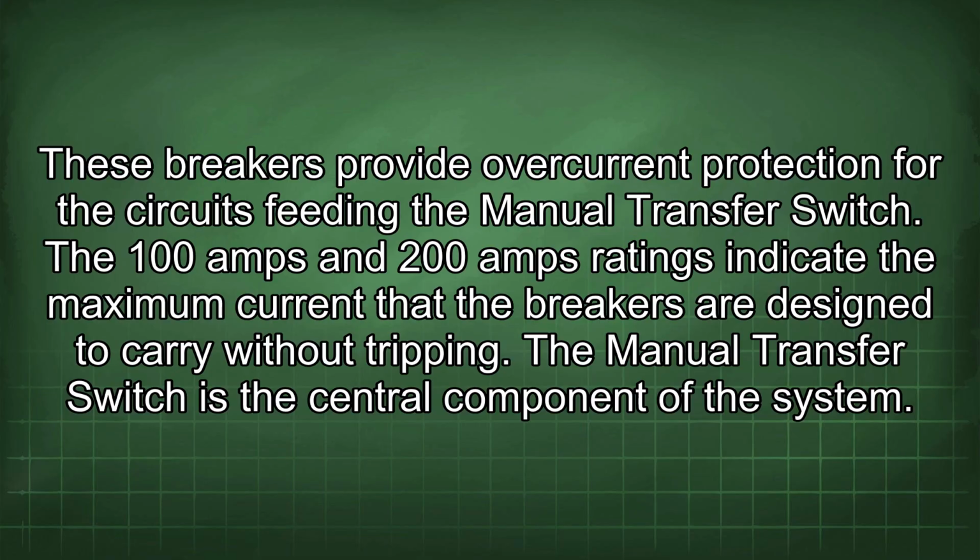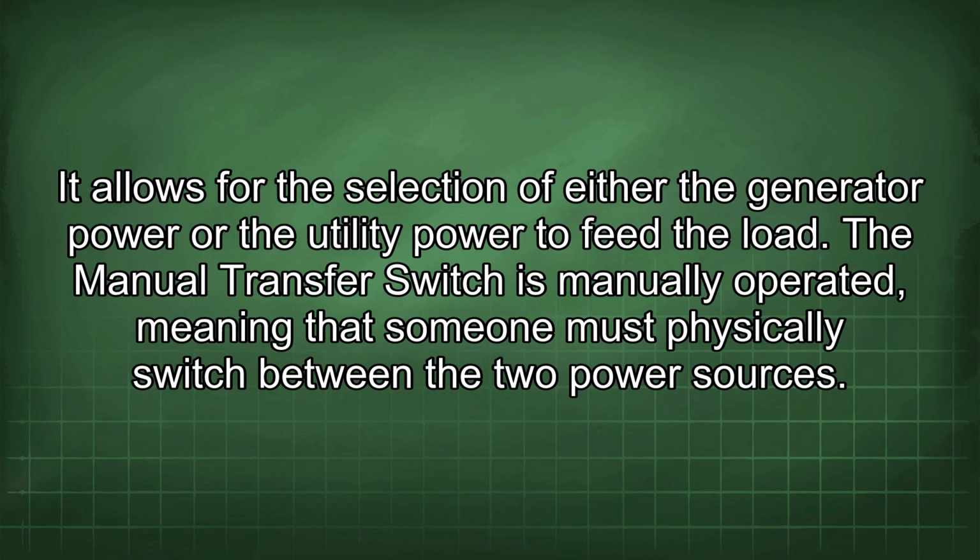The manual transfer switch is the central component of the system. It allows for the selection of either the generator power or the utility power to feed the load. The manual transfer switch is manually operated, meaning that someone must physically switch between the two power sources.